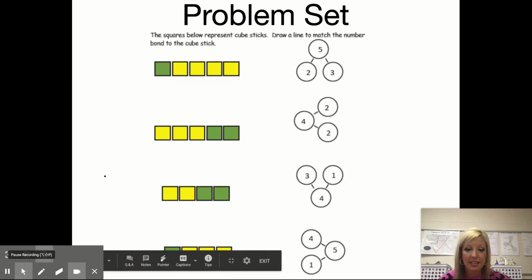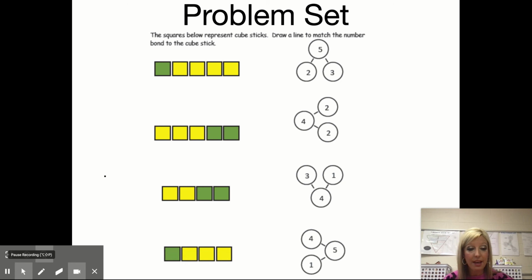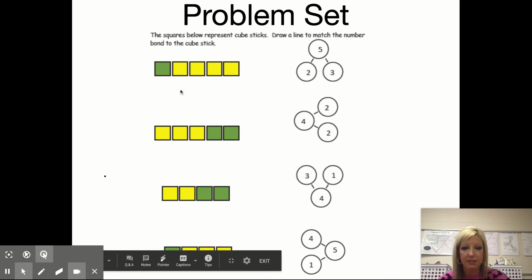Very good. If you have your problem set, go ahead and get it out now. If you don't, you may work these problems on a piece of paper with someone at your home. I'm going to read the directions to you now. The squares below represent cube sticks. Draw a line to match the number bond to the cube stick. So let's look at this one. Let's see what our total is.